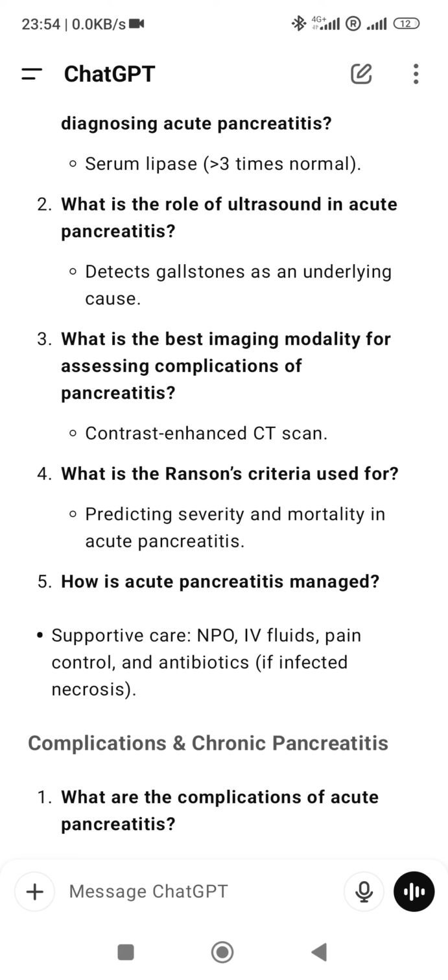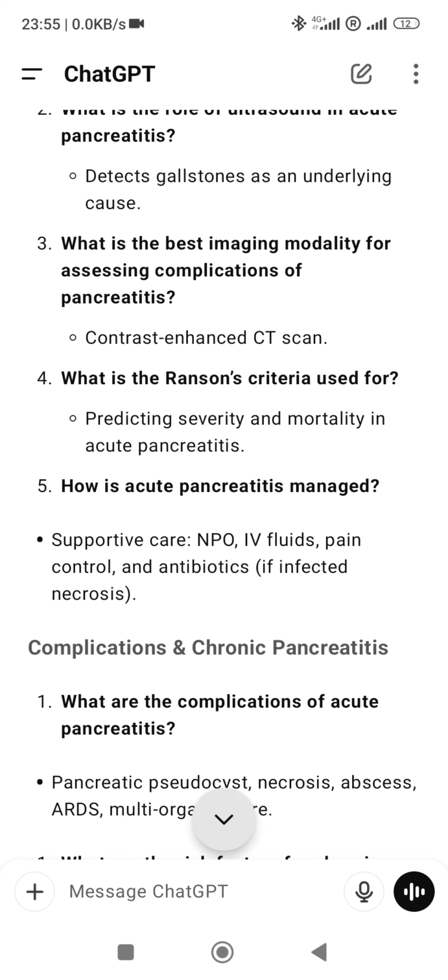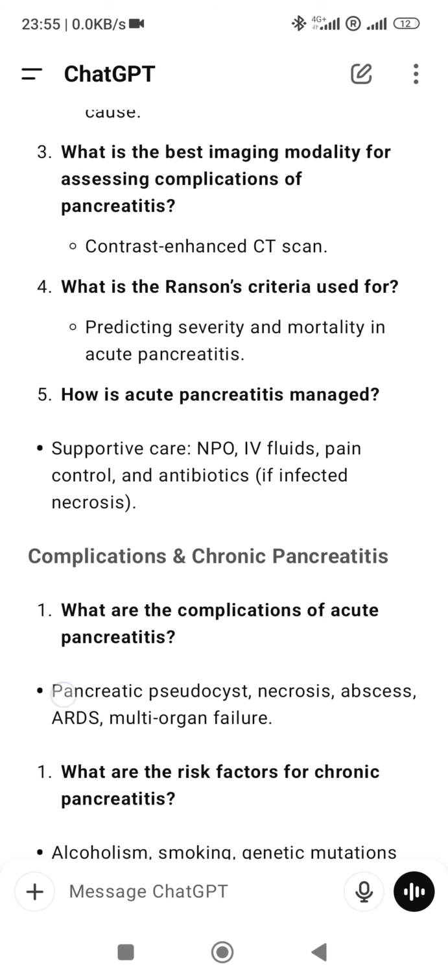How is acute pancreatitis managed? Supportive care: NPO, nil per oral, nothing by mouth, IV fluid, pain control and antibiotic if infected necrosis.